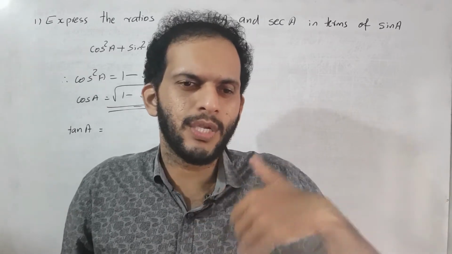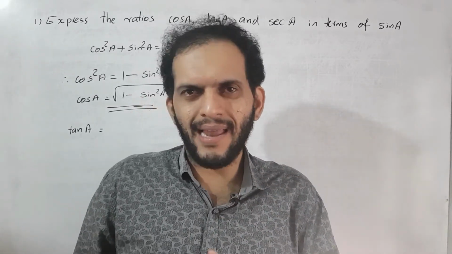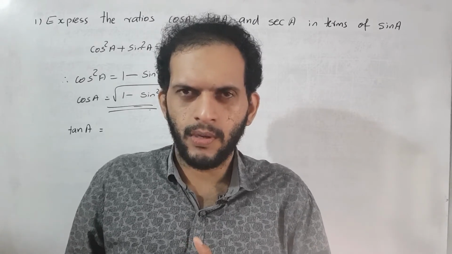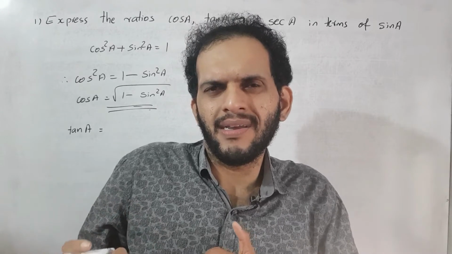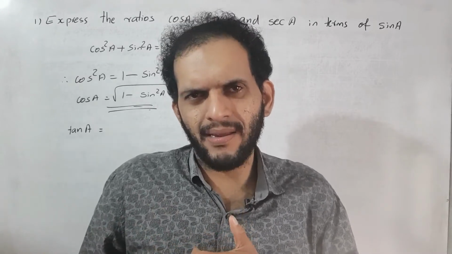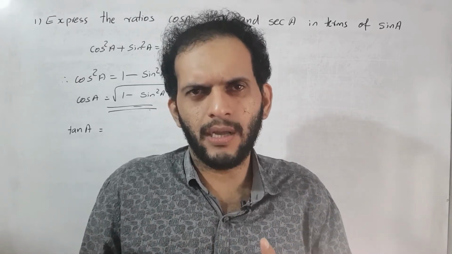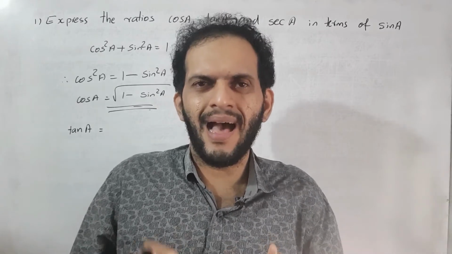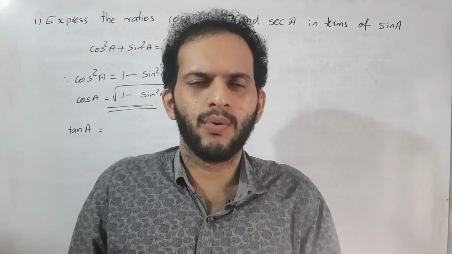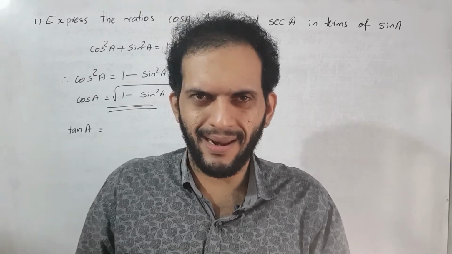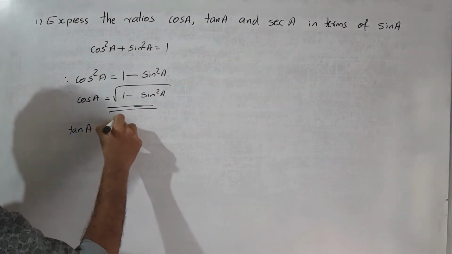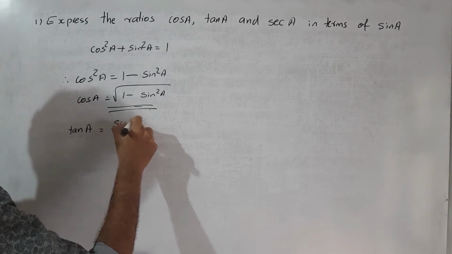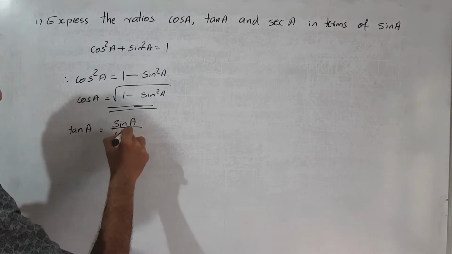Then how is it possible to convert tan? Tan is equal to 1 by cot, yes, that is one relation. Do you have any relation with sine? Yes, it's possible to write in terms of sine. Tan is equal to sine by cos, we studied that already, correct? So we convert here: tan A is equal to sine A by cos A.